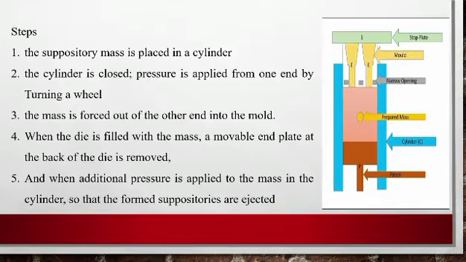Next, what are the steps used in the compression of suppositories? First, the suppository mass is placed in a cylinder. In this picture, we have to prepare the mass, which is denoted by the yellow color point, and keep the mass in that place. Next, the cylinder is closed and pressure is applied on one end by turning a wheel. Here we are using a piston. The mass is forced out at the other end of the mold.